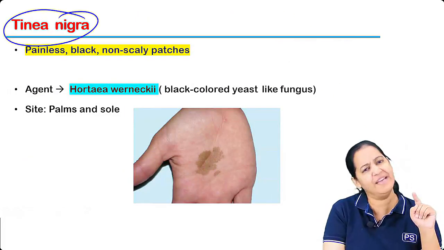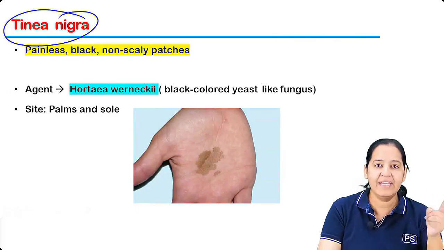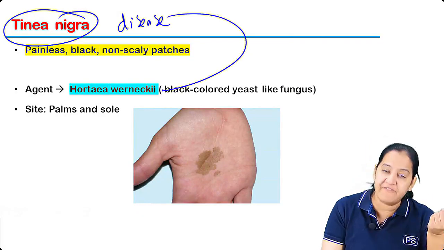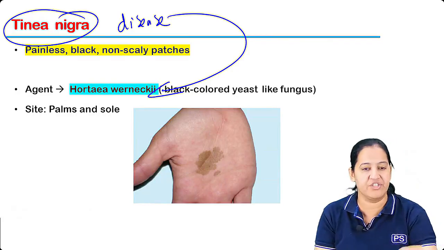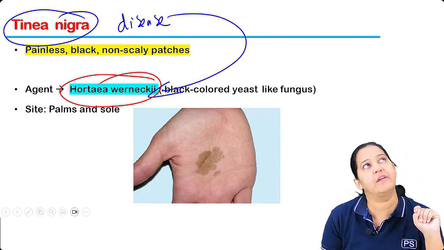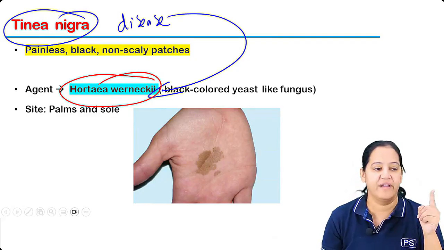Tinea nigra, a very small fungus. Again, Tinea nigra is a disease. It's not a fungus. It's a disease caused by a fungus. Learn the name of the fungus. The causative agent is Hortaea werneckii. What was the causative agent there? It was Malassezia furfur. Here, Hortaea werneckii.